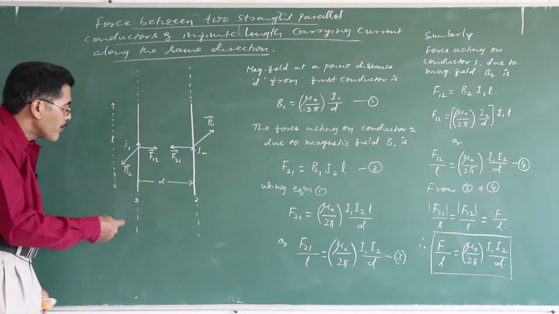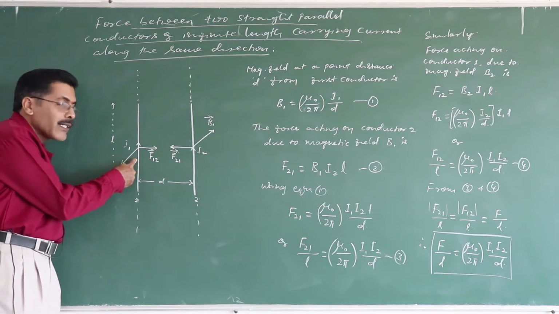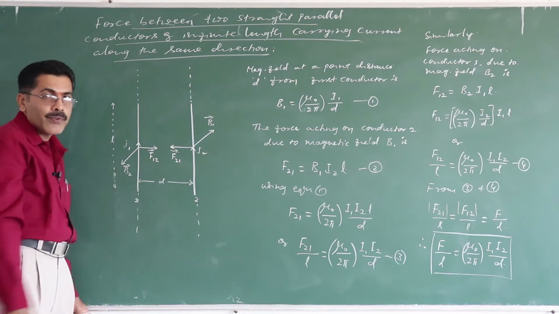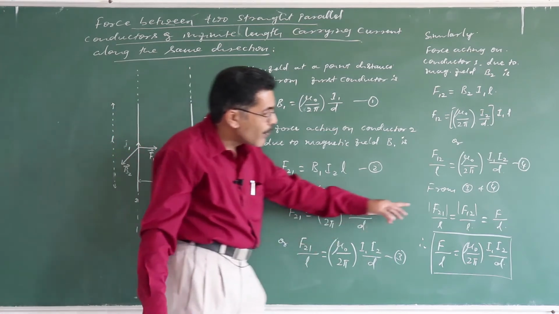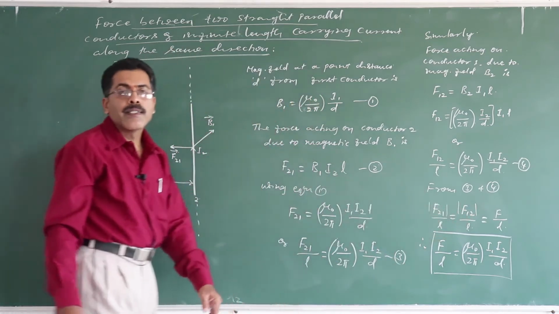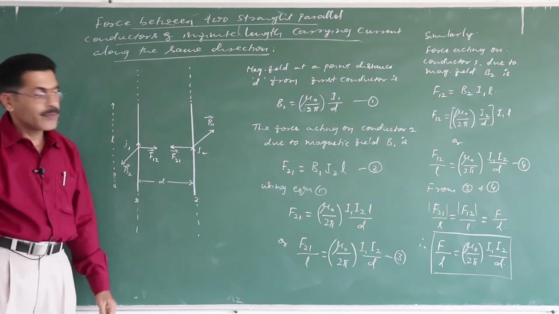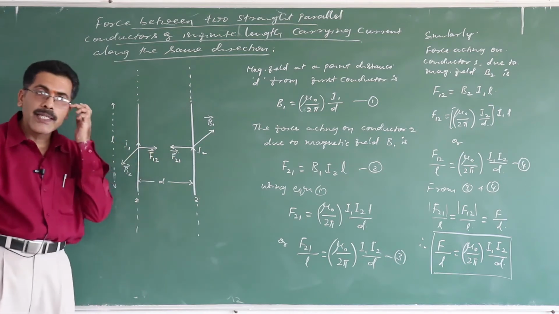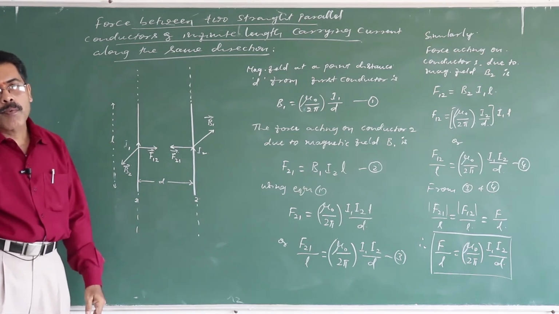Similarly, due to the magnetic field of the second conductor, the current carrying conductor experiences a force F12. See, they are equal in magnitude. That's what we have found. And because of that, they attract each other. So the direction of force indicates that there is a force of attraction between them.